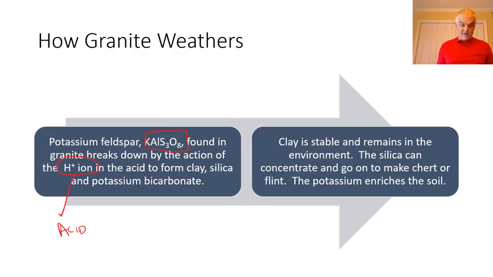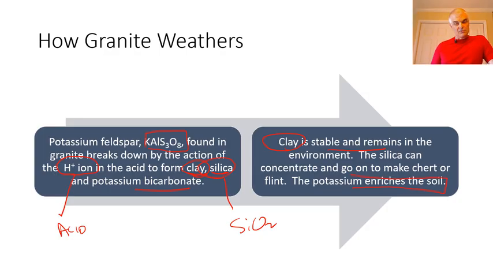And then it breaks down into clay, silica, and potassium bicarbonate. Now, clay and silica, silica is SiO2, is crazy stable. And clay is stable, and it remains in the environment. And so most of the soil that we have in the world, we'll talk about soils later, is clay, because clay comes from granite when it's all said and done, and it can make other stuff.